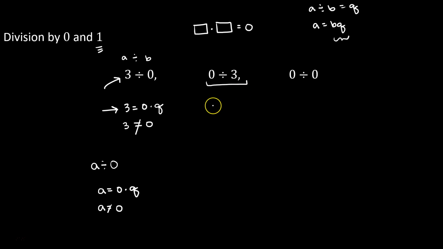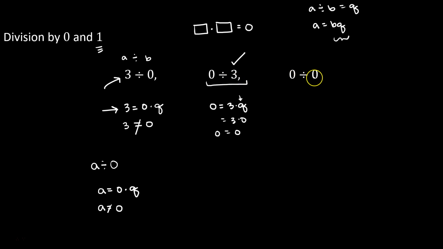If we wrote this using the division algorithm, that would look like 0 equals 3 times a quotient. And in this case, we can pick the quotient to be 0 so that we have 3 times 0, or 0 equals 0. So this one's fine. Dividing by 0, that's the problem. 0 divided by 3, not a problem at all.